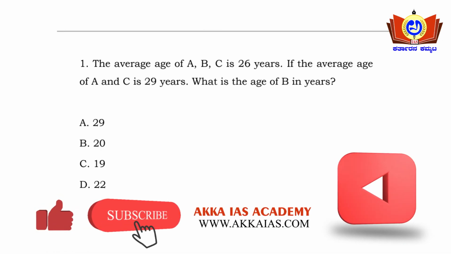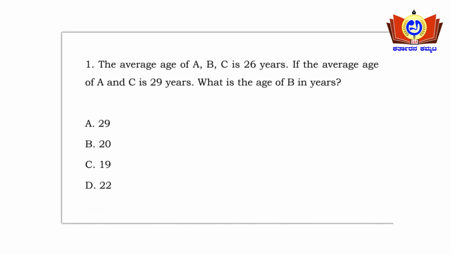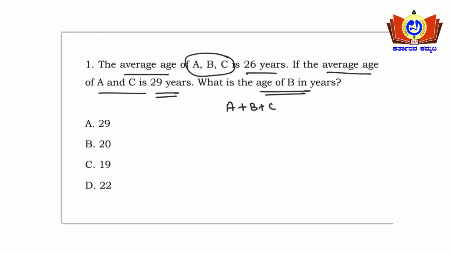So the first question is, the average age of A, B and C is 26 years. If the average age of A and C is 29 years, what is the age of B in years? Simple question. What they are telling is A plus B plus C, divided by 3 observations, so the average is 26 years. The total age A plus B plus C we get by multiplying 26 into the number of observations, so A plus B plus C will be 78.